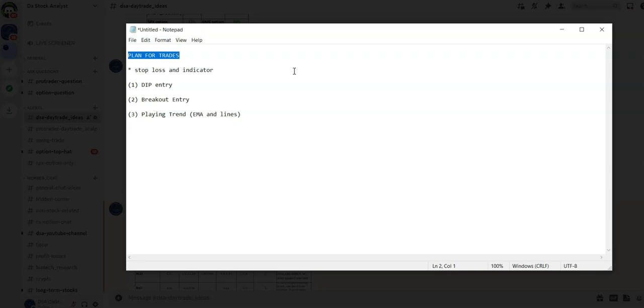You need to have good risk management. If you do not have any risk management, your account will blow up. You have to protect your capital. You should have some kind of rule. If I'm down 20 bucks per trade, I'm out. If I'm down 5%, I'm out.